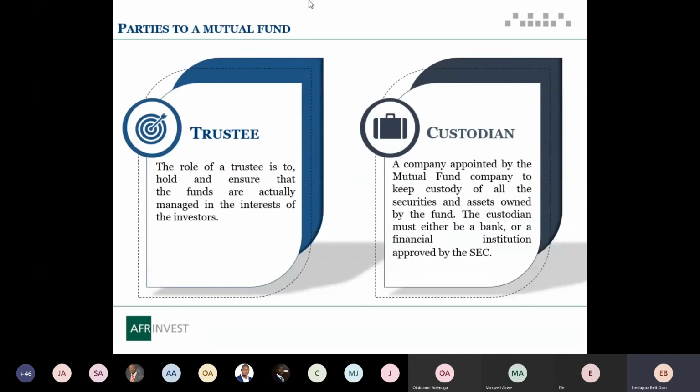So like I said before, aside from the fund manager, there are other parties to the fund. We have the trustees, the custodian, the fund manager, like I've been saying, and then the registrar.